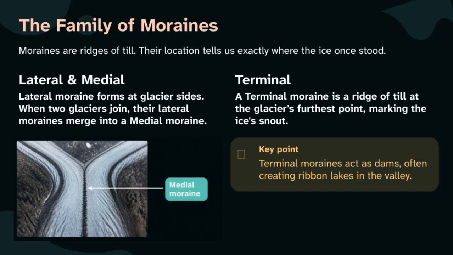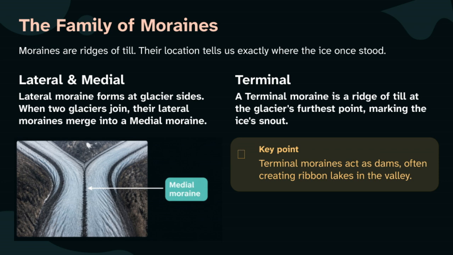Now let's look at one of the most important depositional landforms, moraines. Moraines are ridges or mounds of till deposited by glaciers. Their location can tell us where the ice once stood and how it moved. The first type is lateral moraine. Lateral moraine forms along the sides of a glacier. It is made from material that has fallen from valley sides or been pushed to the edges of the ice.